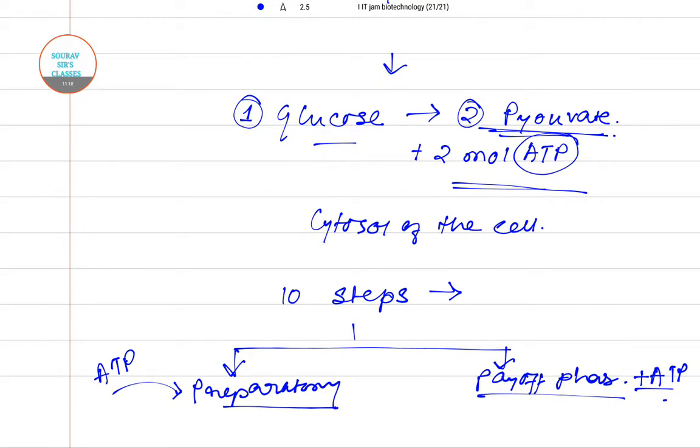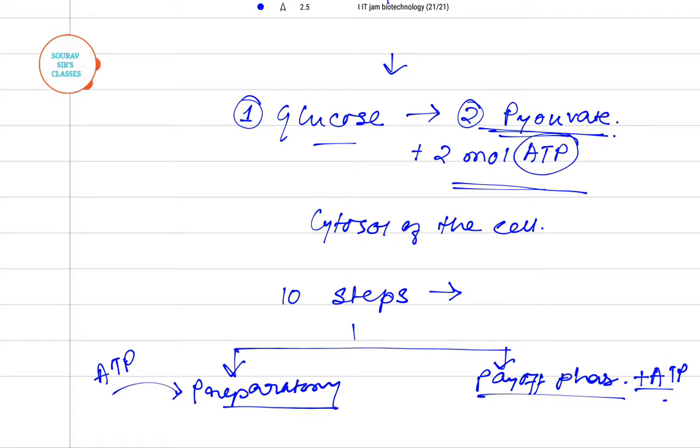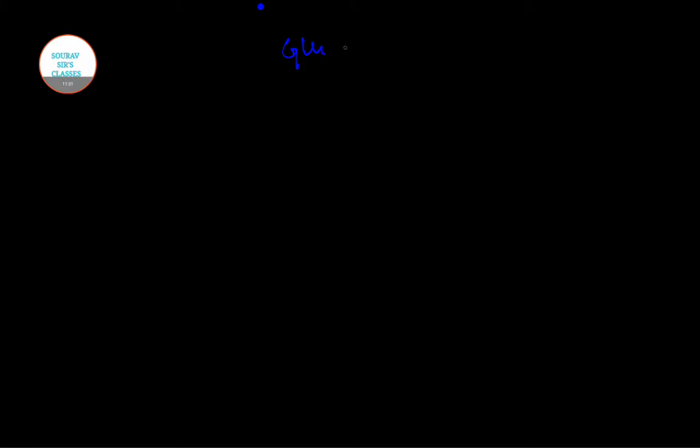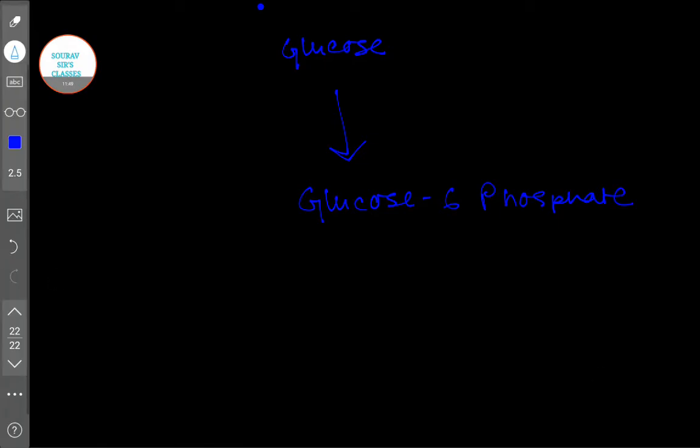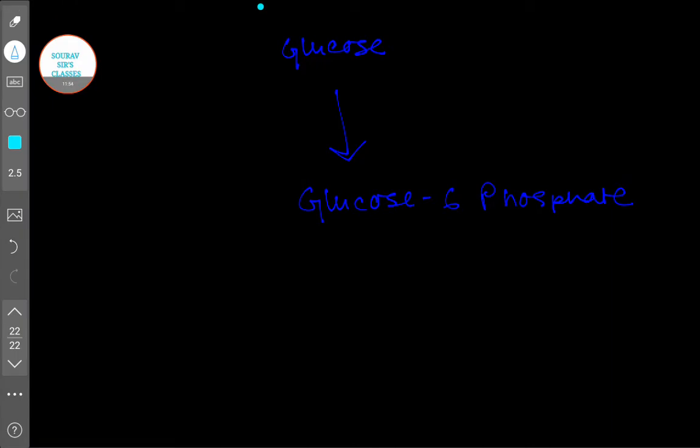That is the difference between the preparatory phase and the payoff phase. So let's start with the phases of glycolysis. Step 1 of the preparatory phase of glycolysis converts glucose to glucose 6-phosphate. And the enzyme that helps this conversion is hexokinase.